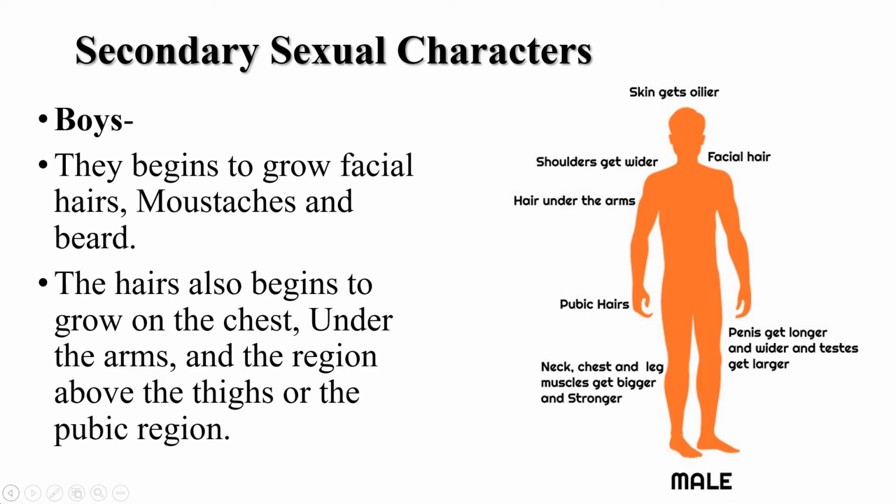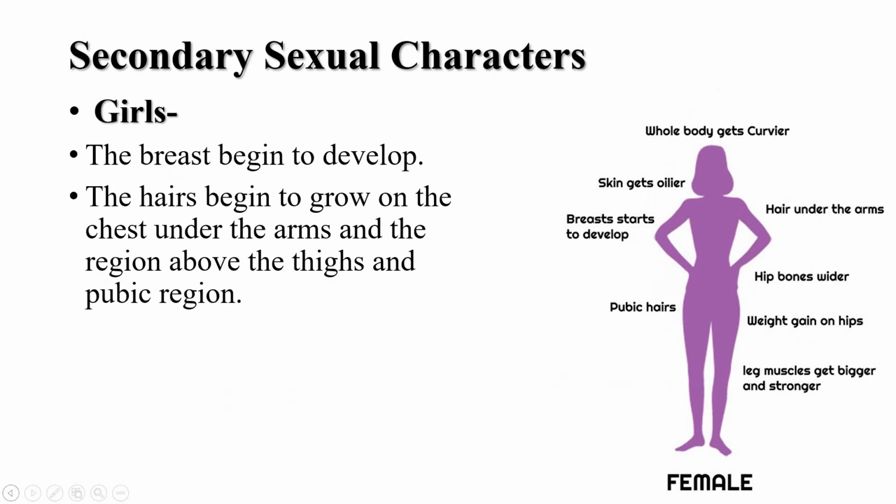Students, first of all, let us know about the secondary sexual characters. The physical features which help distinguish the male from the female are called secondary sexual characteristics. The secondary sexual characters of boys are that they begin to grow facial hair, mustache and beard, and hair also begins to grow on the chest, underarms and the region above the thigh, the pubic region.